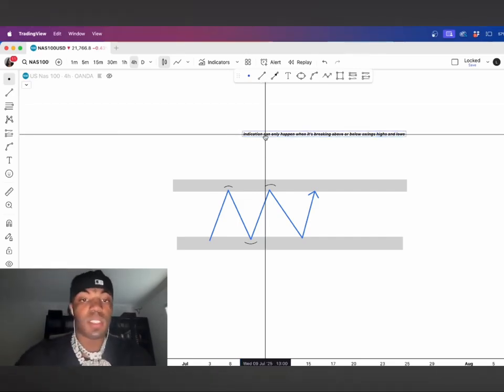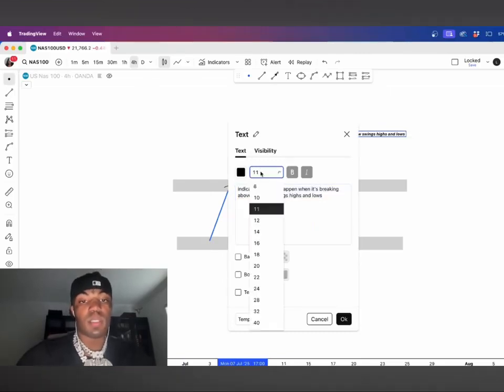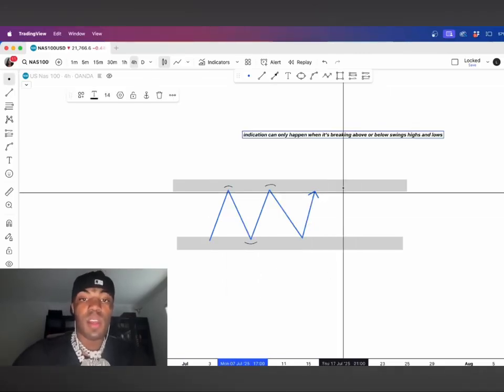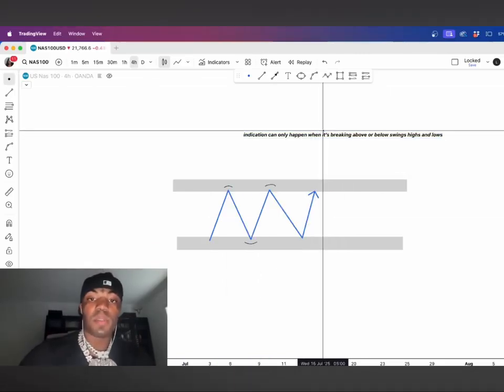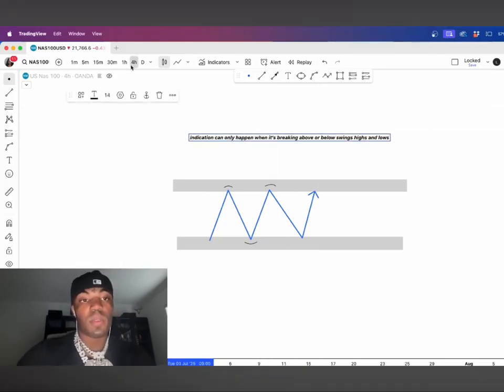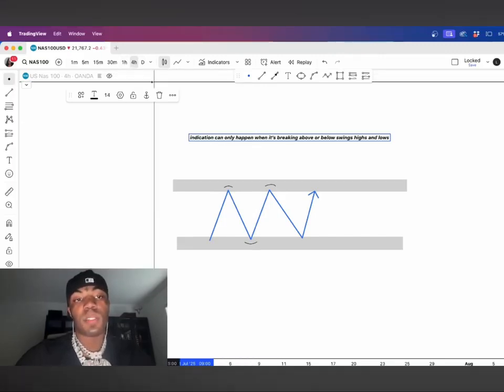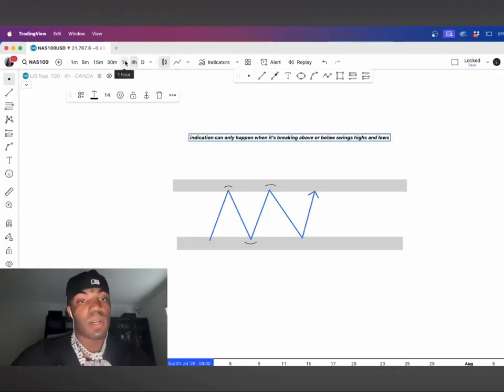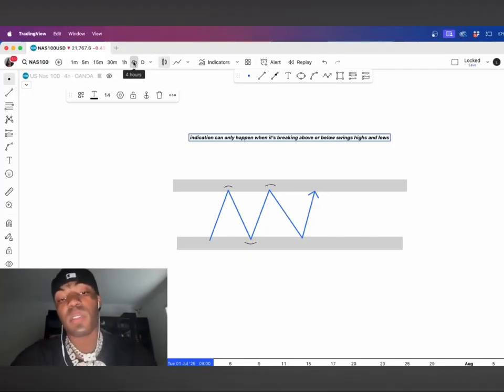So indications only can happen from when price is breaking these swing levels, and swing levels that you should be looking for most of the time is going to be on the 1 hour and 4 hour time frame. You can even go for daily, but most of the time if you're day trading, you really want to hit that 4 hour and 1 hour level. I personally use the 1 hour level. It works for me a lot. There will be some times where I scale to the 4 hour time frame just because the 1 hour isn't as clear as the 4 hour time frame.